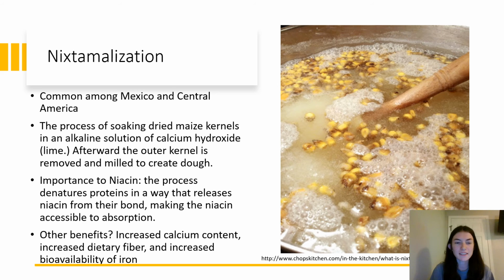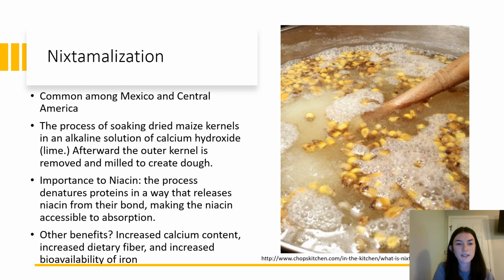Okay, so I wanted to add sort of an interesting slide to this PowerPoint just to make it a little more light. So I have included the process of nixtamalization, which is common among Mexico and Central America. And so these populations eat a lot of maize. However, we don't see the niacin deficiency as often as we would in other underdeveloped countries because of this process of nixtamalization. So this is the process of soaking maize in a calcium hydroxide solution on heat, which is also known as lime water. And afterward, the kernel is peeled away from the maize, and then they use the insides to create a dough that they use in cooking.